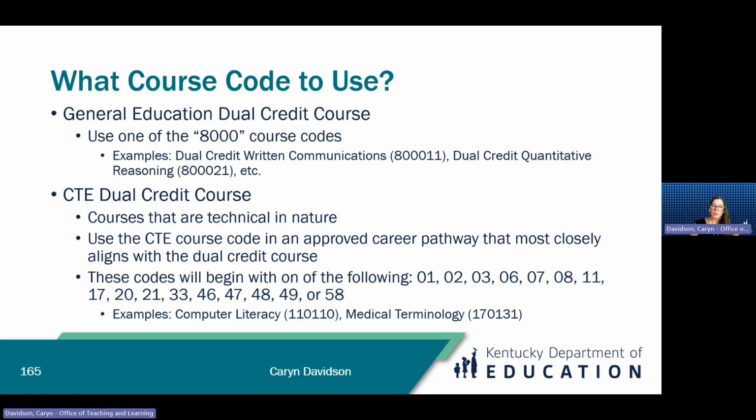On the CTE side of things, if your students are taking a CTE dual credit course, you would simply choose the CTE state course code that most closely aligns with the description of the post-secondary institution course. We recommend using a keyword search. If you're looking for a medical course, you could type medical into the searchable state course codes database, review the descriptions of all the courses that come up, and choose the one whose description best aligns.